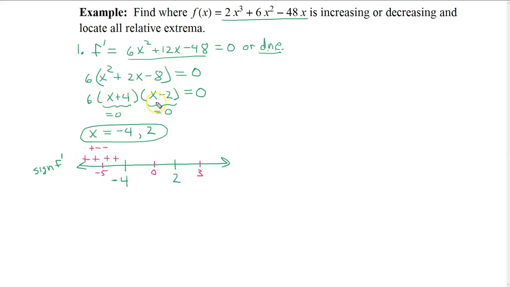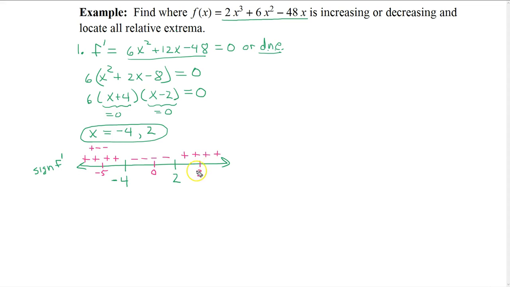If we put 0 into our derivative, we're going to get back positive times negative, and that will be negative. So our derivative is negative from -4 to 2. And if we put 3 in for x here and here, we're going to get a positive number times a positive times a positive. 3 minus 2 is positive. So our derivative will be positive from 2 to infinity.